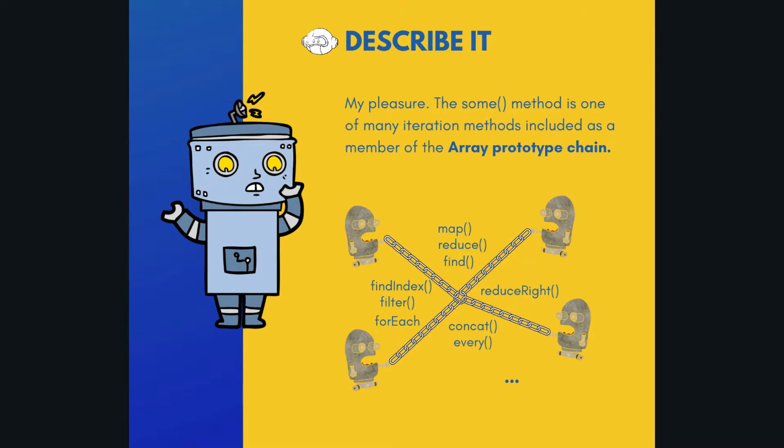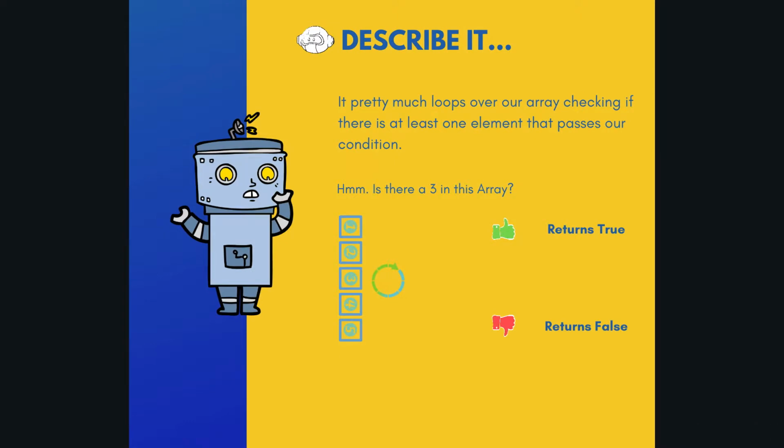The sum method is one of many iteration methods included as a member of the array prototype chain. So essentially what that means is that, similar to all of the methods you see here, it can be called on an instance of an array. So what makes the sum method different from all of those other methods, and methods that are part of the array prototype but not included here?